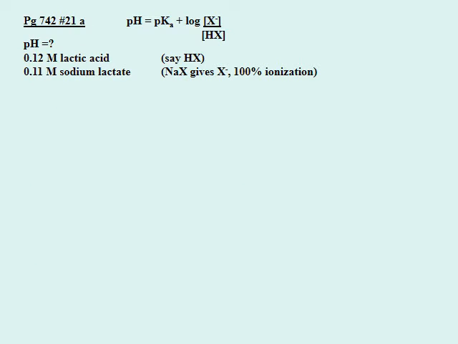Here we are going to do a problem from the book, which is number 21A on page 742. So basically they gave you a mixture of lactic acid and sodium lactate. So obviously you have lactic acid, which is a weak acid. How do I know that it's a weak acid? Well, I need to know the strong acids. There are not too many strong acids like HCl, HBr, HI, HNO3. These are the strong acids. Anything other than that would be a weak acid.